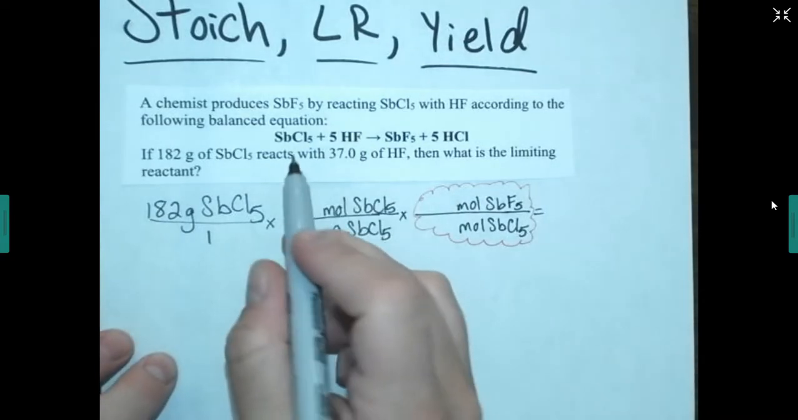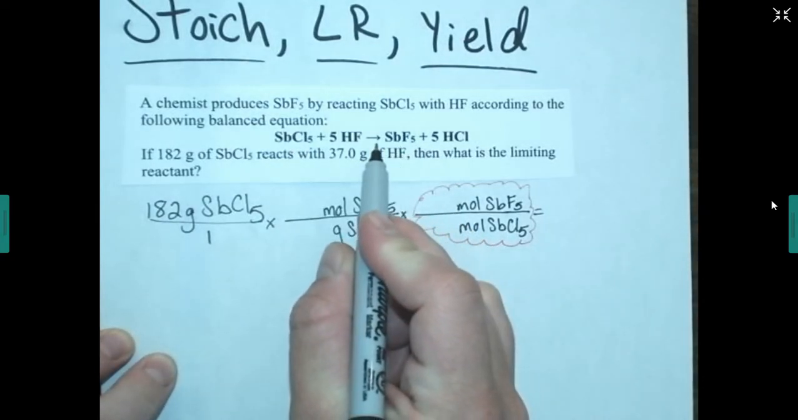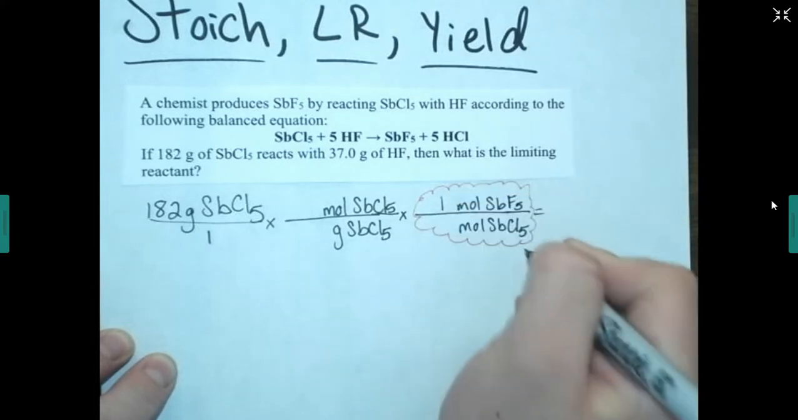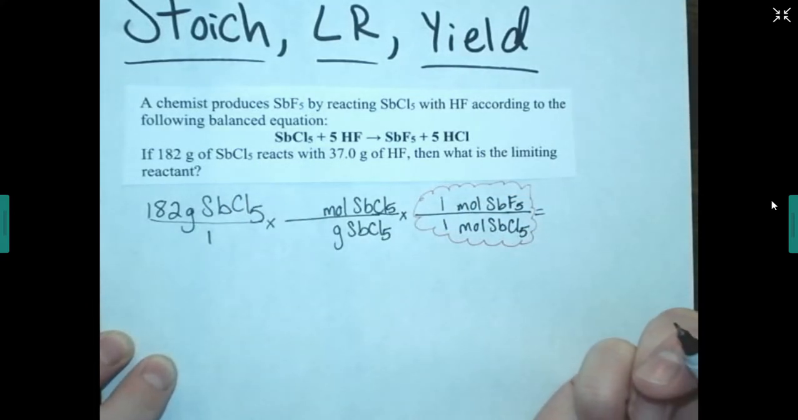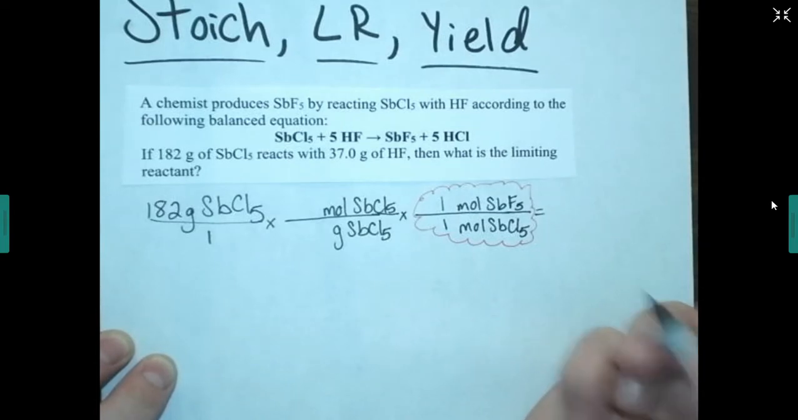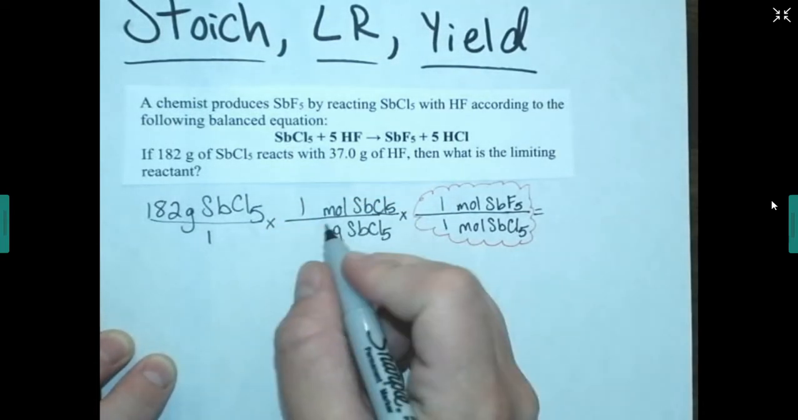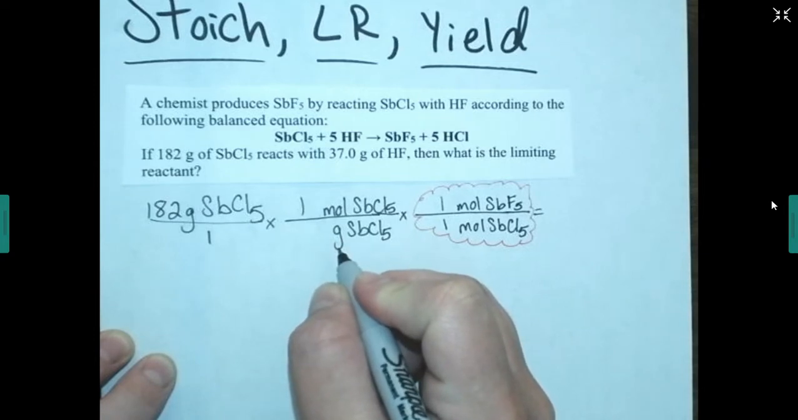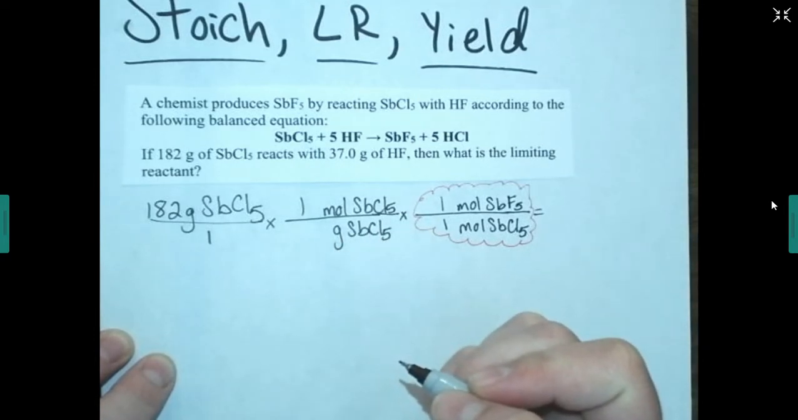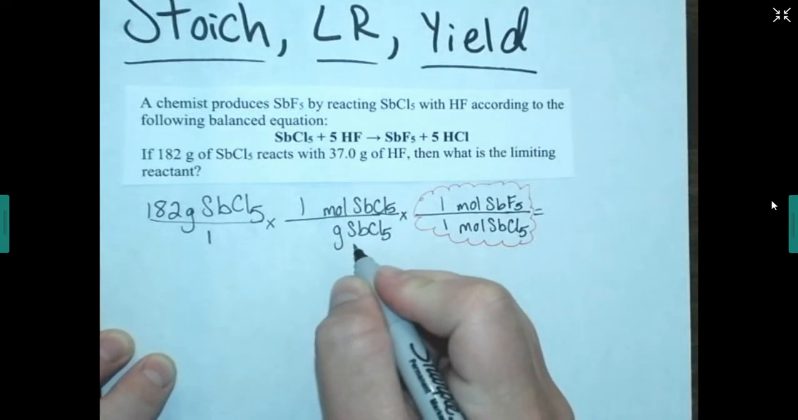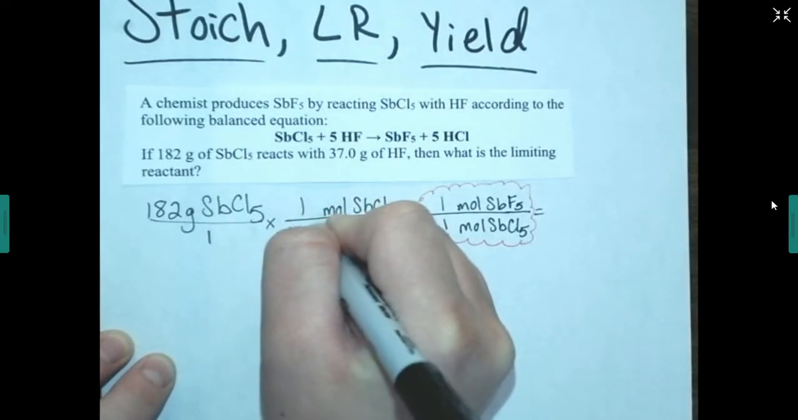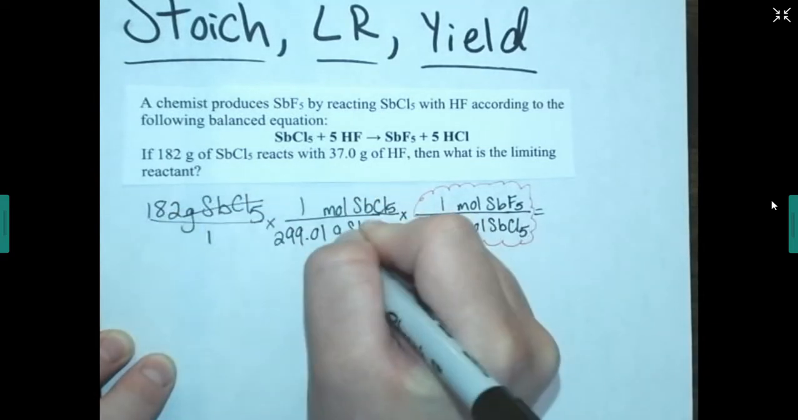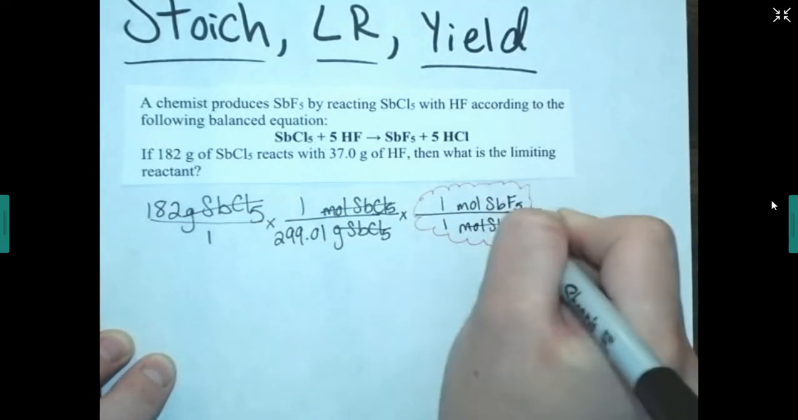So SbF5 has nothing in front of it, so that's a 1. SbCl5 has nothing in front of it, so that's also a 1. Now, everywhere else you see the word mole, you're going to put a 1. And G for grams tells me to go to the periodic table and calculate the molar mass. So I went ahead and did that, and for the molar mass, I got 299.01, okay, for the molar mass of that compound.